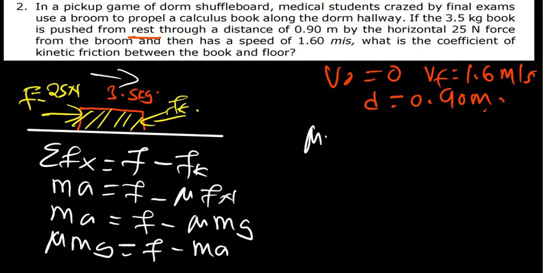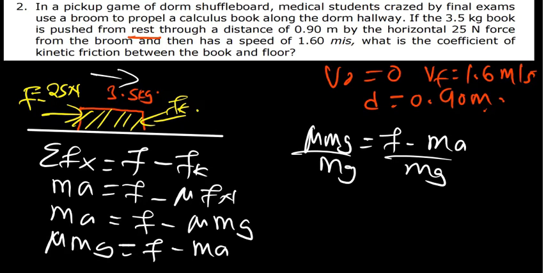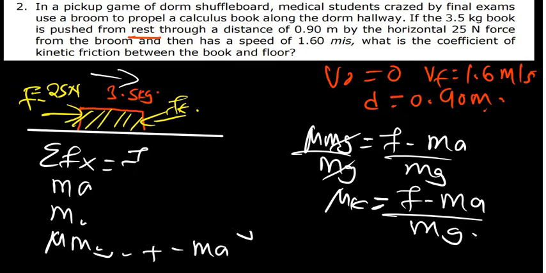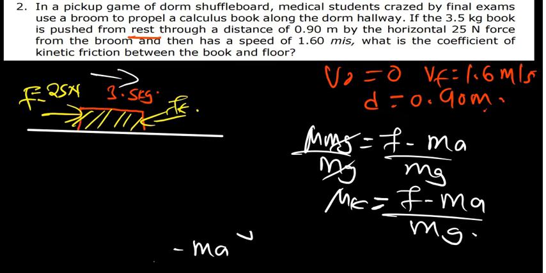So let's rewrite it. We have force minus this. We divide it by mg, even here by mg. You can see that these two, they are going to cancel. Our mu k is going to be the force minus mass times acceleration divided by mass times g. Now this is our formula, but remember, we have everything. We have the force, which is 25, the mass, we don't have acceleration. Now we have another information here which can help us to find the acceleration.